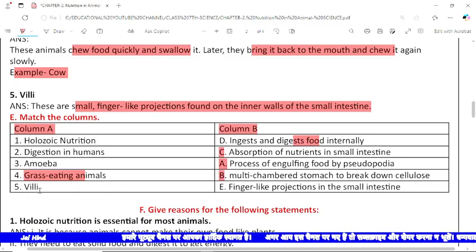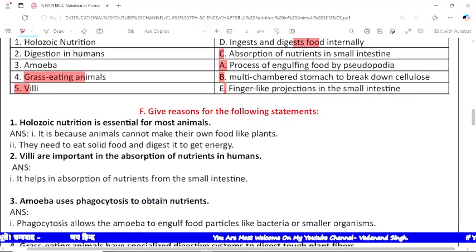And the next is villi, that is a finger-like projection on the small intestine. E is the correct option for this question. You have to match with E. Now come to the next type of question.